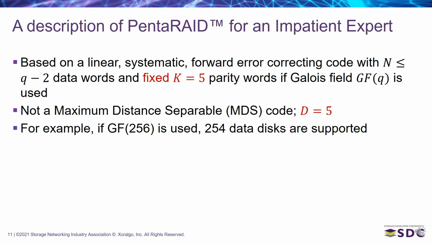On this slide, we have a description of PentaRAID for an impatient expert. PentaRAID is a RAID based on a linear systematic forward error correcting code with n less or equal to q minus 2 data words and fixed k equal 5 parity words if the Galois field in use is GFQ. Our code is not a maximum distance separable or MDS code, and its distance is 5. For example, if GF256 is used, we can have 254 data disks and 5 parity disks for a total of 259 disks.